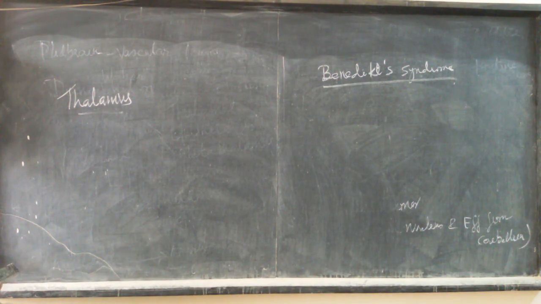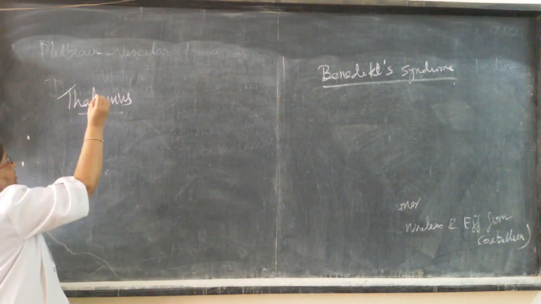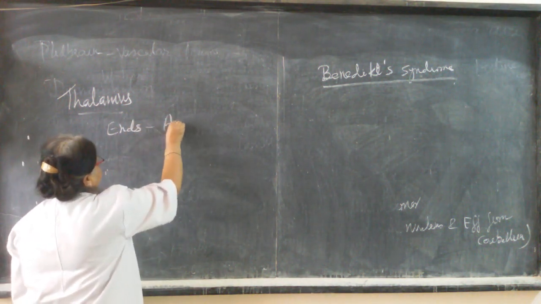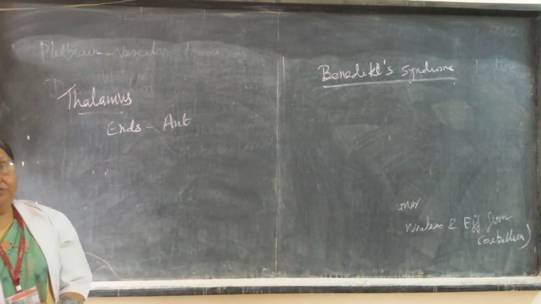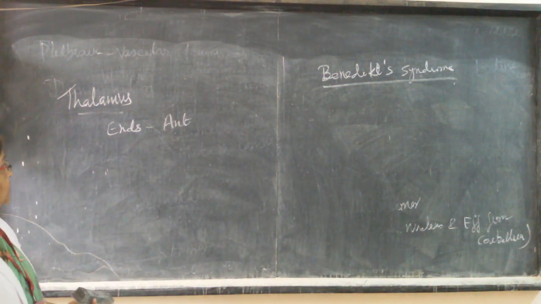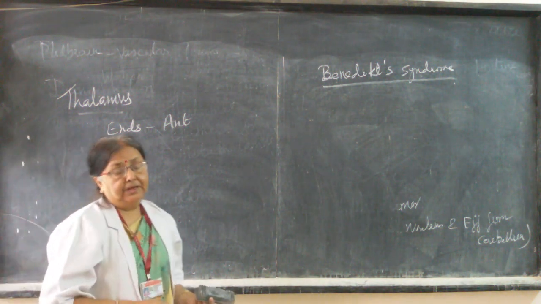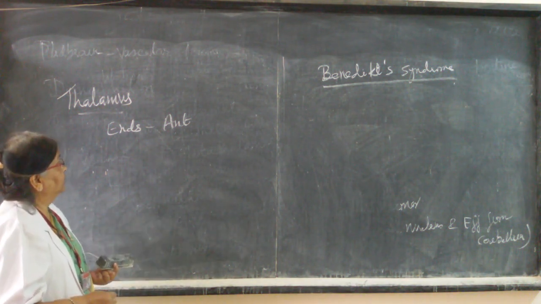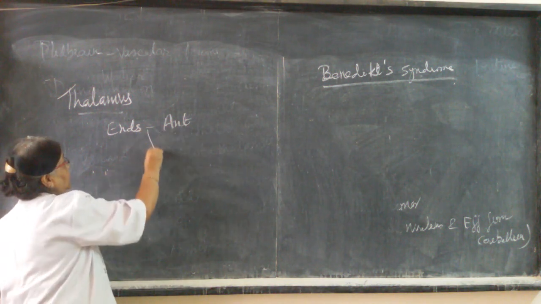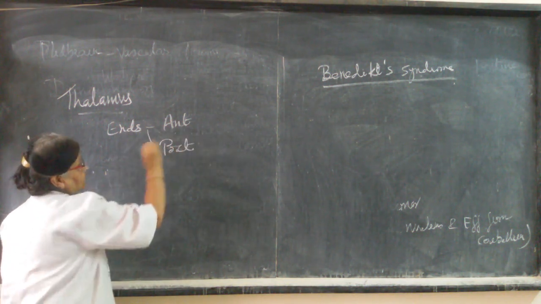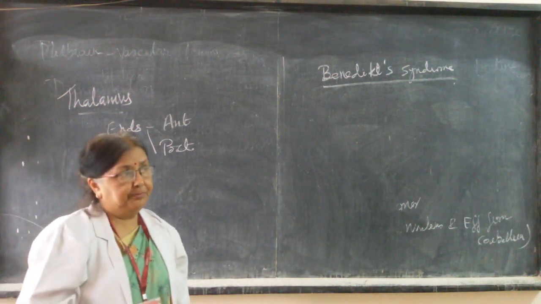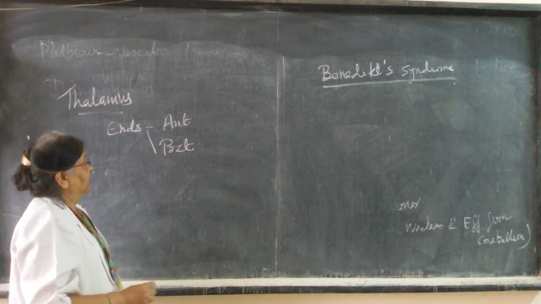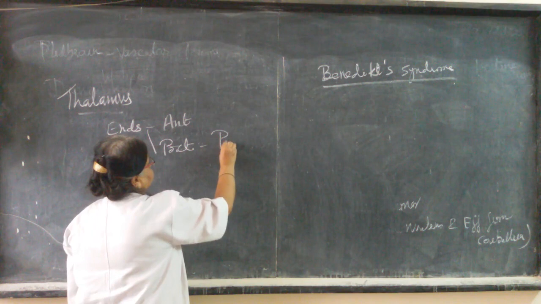The thalamus has two ends, the anterior end. This forms the posterior boundary of the interventricular foramen of Monro. The interventricular foramen of Monro connects the lateral ventricle to the third ventricle. And then this has the posterior end. The posterior end expands and overhangs the superior colliculus, and this part is known as pulvinar.